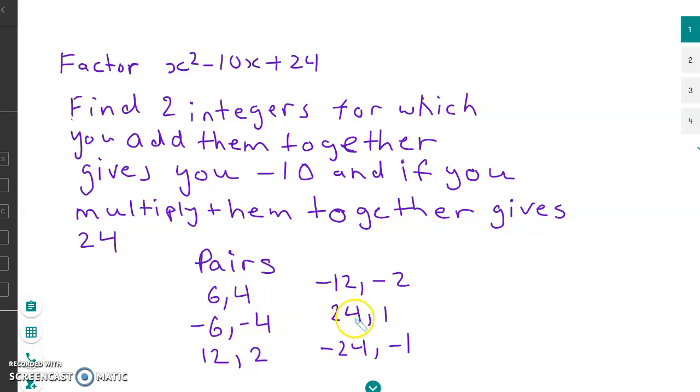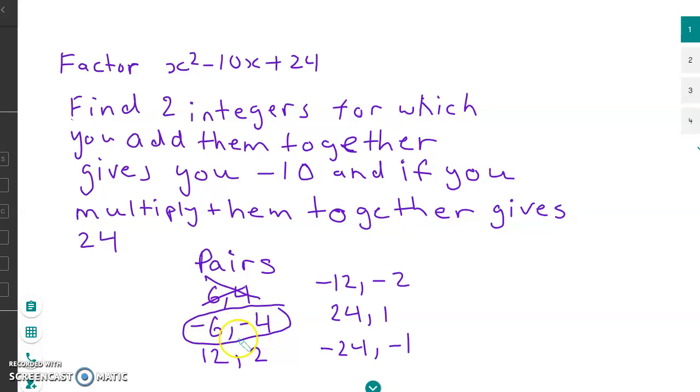Now these are all the pairs for which if you multiply them together it gives you 24. But out of those 6 pairs, which pair gives you negative 10 if you add them up? 6 and 4? Well, 6 plus 4 gives you 10, but that's not negative 10, so this doesn't work. What about minus 6 and minus 4? Minus 6 plus minus 4 is negative 10. So this pair works. This is our A and our B that we talked about before.